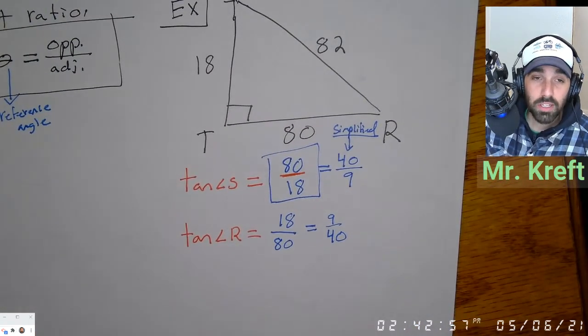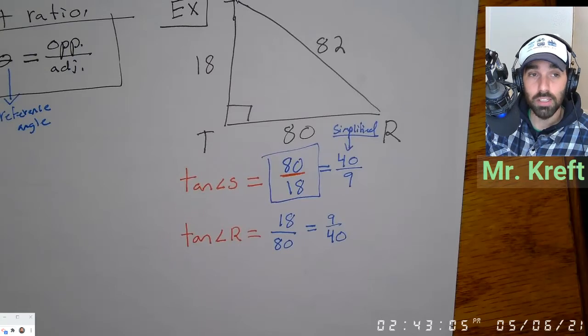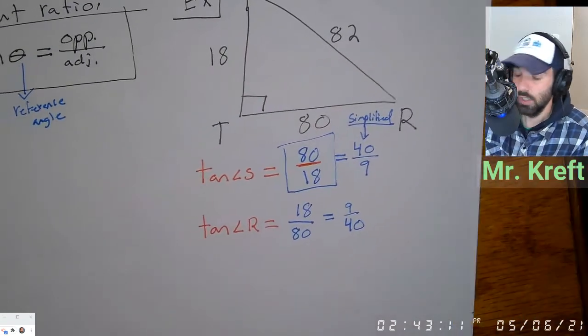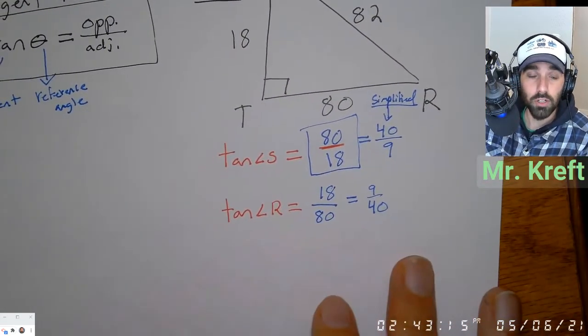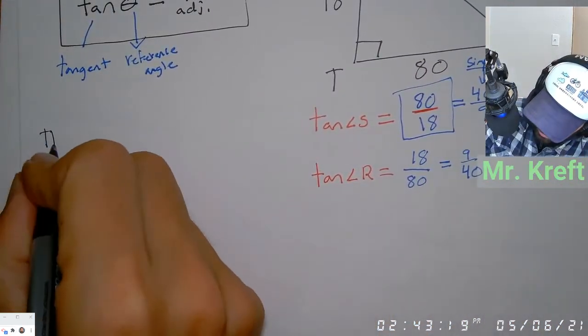Okay, so again, all we're doing here is practicing writing the ratio. We haven't got to the function part yet. We're just writing the ratio. We're getting used to, given a reference angle, finding the ratio. That's what this activity is right now. If anybody doesn't have any questions, I'm going to have you guys try this on your own.